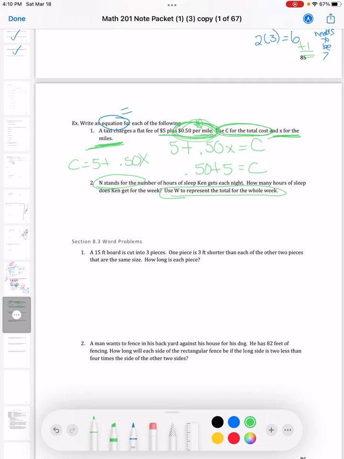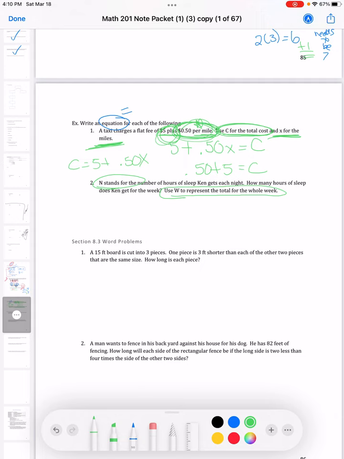All right. There aren't keywords like the last one, which said charges plus. So they gave you that adding. I just had to think about the context of this. N stands for the number of hours of sleep Ken gets each night. How many hours of sleep does Ken get for the week? So a week would be the total because there are 7 nights in 1 week.